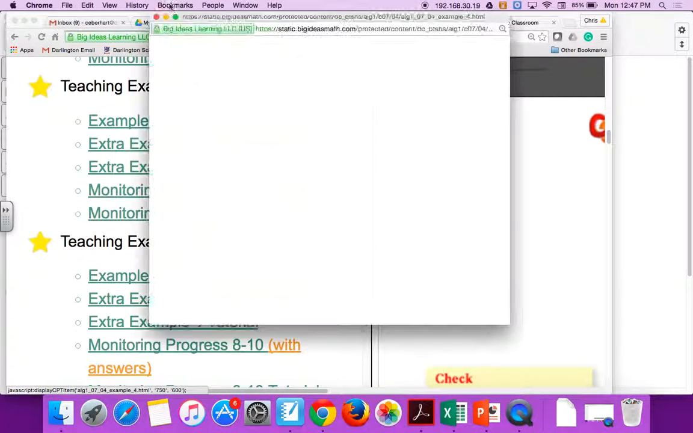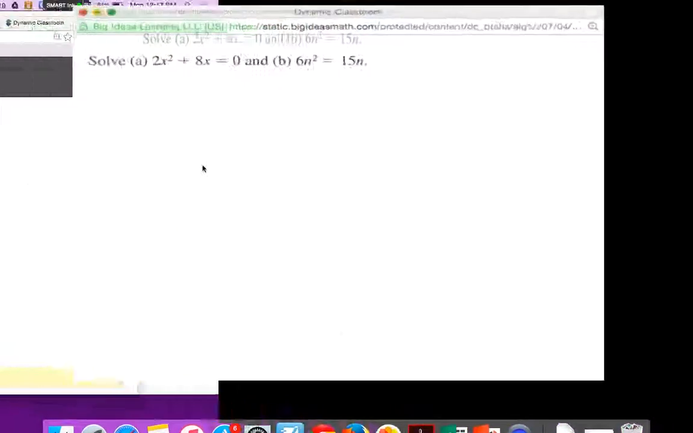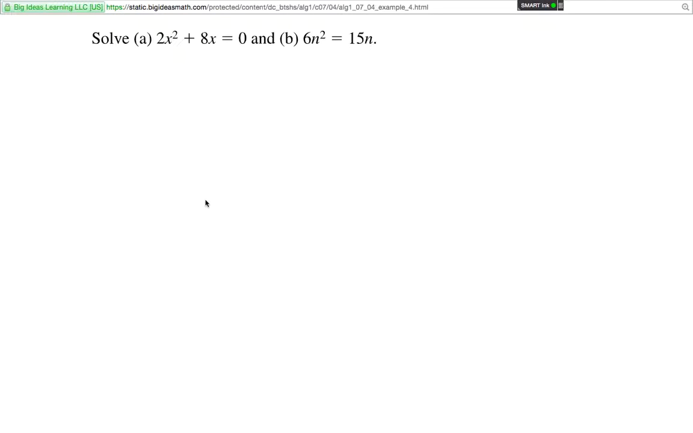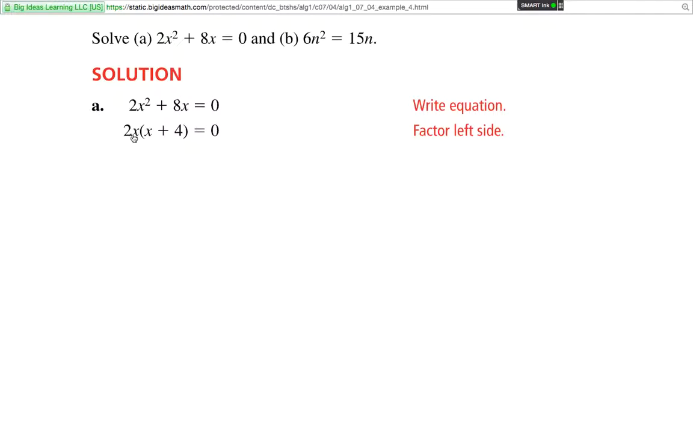And then the last example right here. Solve 2x squared plus 8x equals 0 and 6n squared equals 15n. Okay, so in this situation, we're going to try to pull out a common factor, which I think is 2 and x. Okay, pull that out, 2x. So 2x times x gives you 2x squared. 2x times 4 gives you 8x. Those are your factored forms.